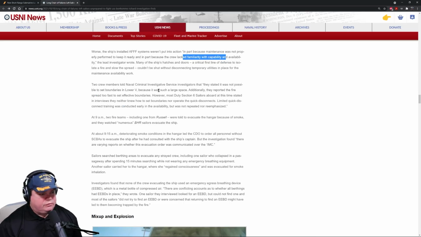Two crew members told Naval Criminal Investigative Service investigators that, quote, "they stated it was not possible to set boundaries in the lower V because it was such a large space." Additionally, they reported the fire spread too fast to set effective boundaries. That's possible. However, most duty section 6 sailors on board at this time stated in interviews that they neither knew how to set boundaries nor operate quick disconnects.